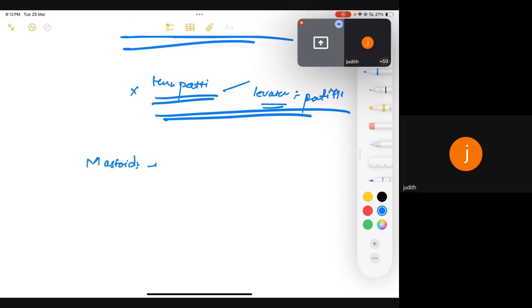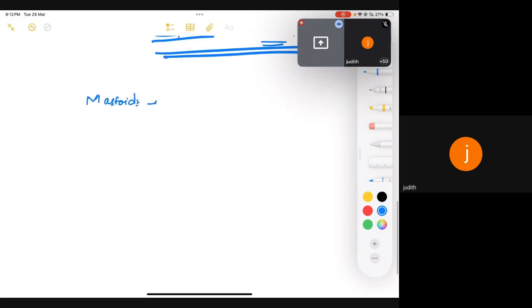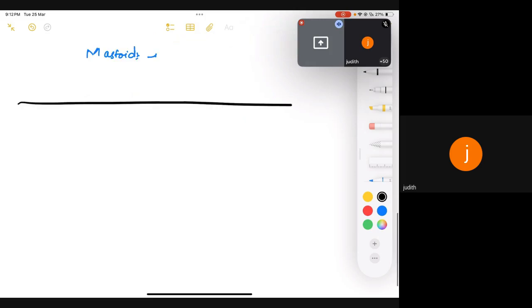Okay, perfect. So we have our next condition, the common cause of hearing loss. The most common cause of hearing loss in individuals is noise-induced hearing loss. You have an MCQ on that as well.